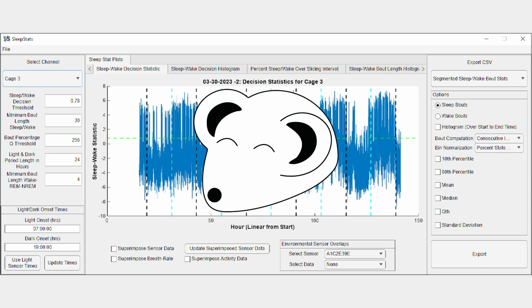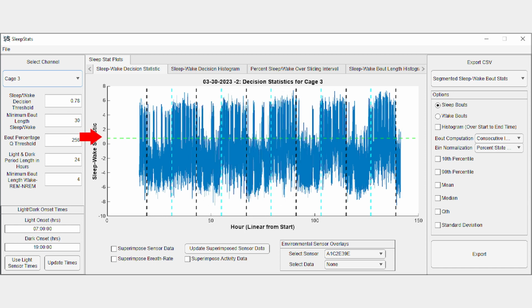The y-axis is the likelihood of the animal being in a sleep state, where more positive implies sleep is more likely. The green line is a decision threshold, such that times where the decision statistics are greater than the threshold are classified as sleep, and the ones below are classified as wake. This threshold is adjusted automatically by an algorithm that minimizes the variance between the two classes. This can also be changed in the text box here. The manual has more information regarding this.